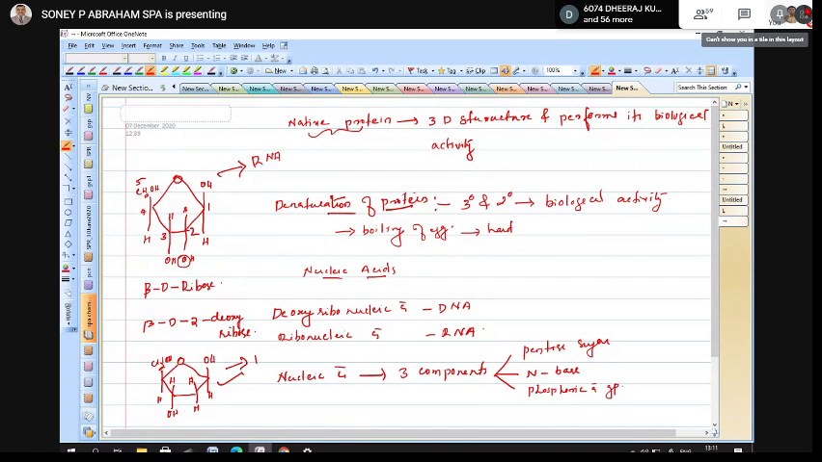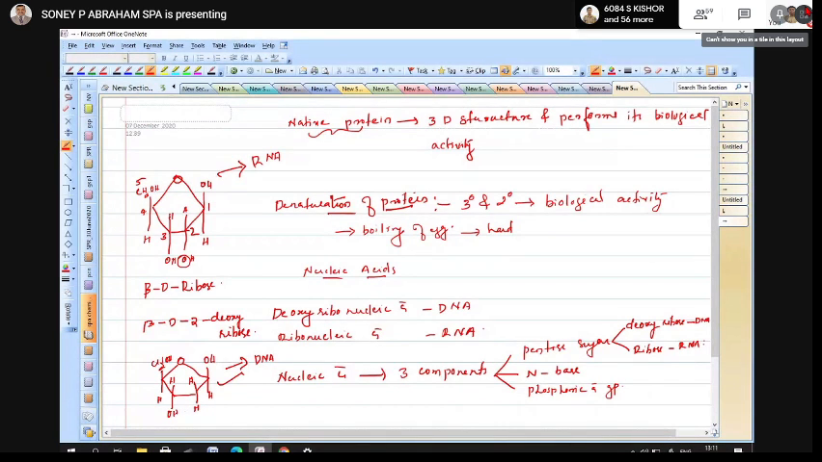The pentose sugar will be deoxyribose in case of DNA, and it is ribose in RNA. Are you getting these things?